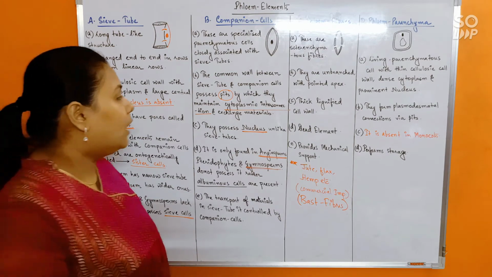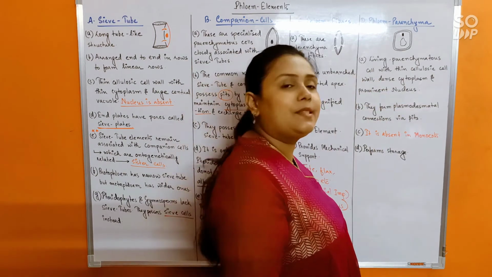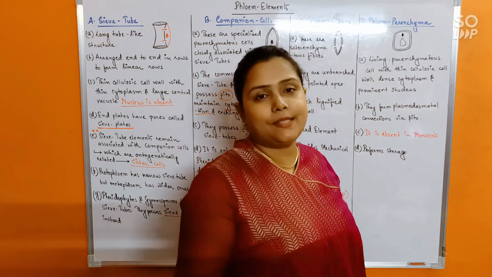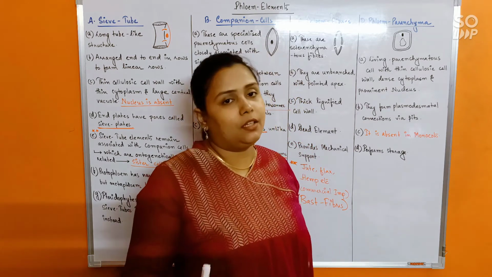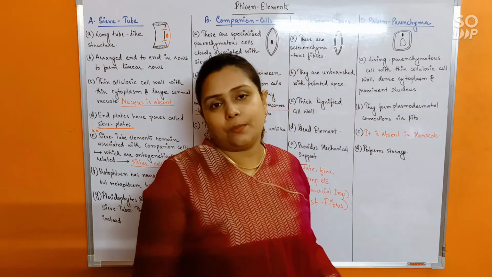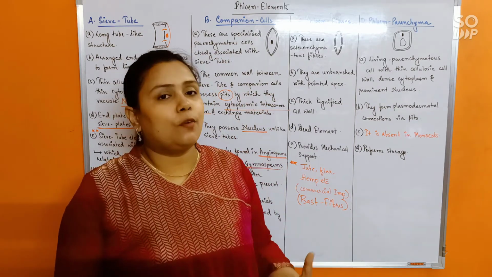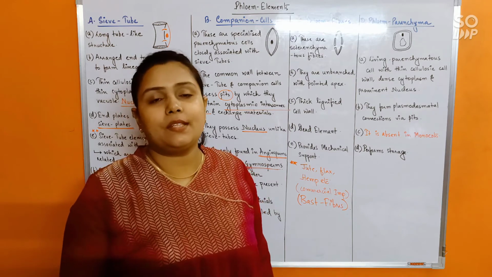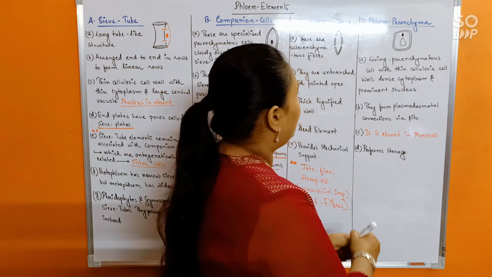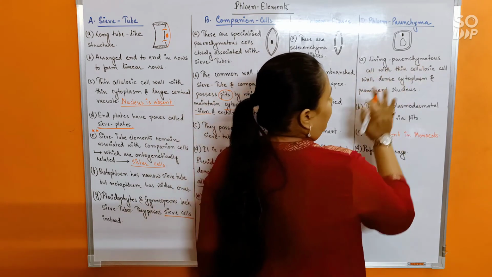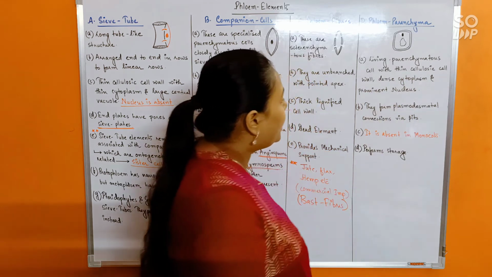Okay. Next, phloem parenchyma. So this is a parenchymatous cell. It is a living cell with thin cellulosic cell wall, dense cytoplasm and prominent nucleus. Because it is parenchymatous, it would perform the task of storage. Wherever parenchyma is present, it will be performing storage. So the main function is of course storage.